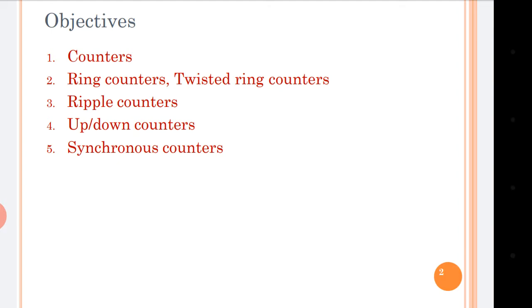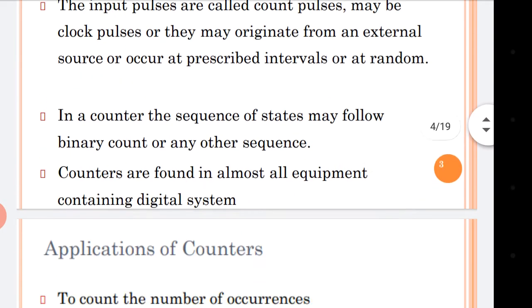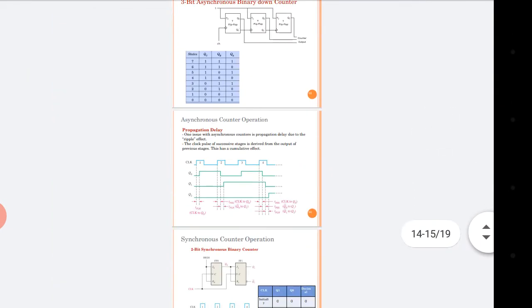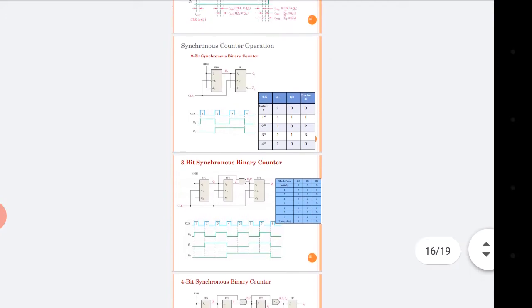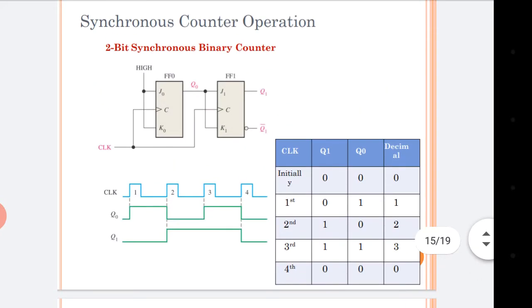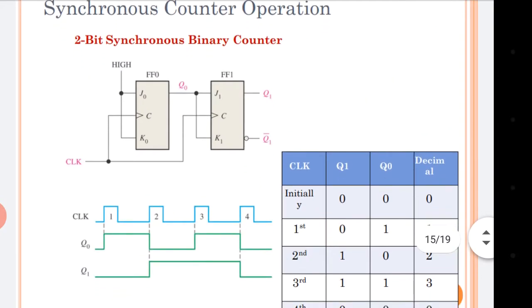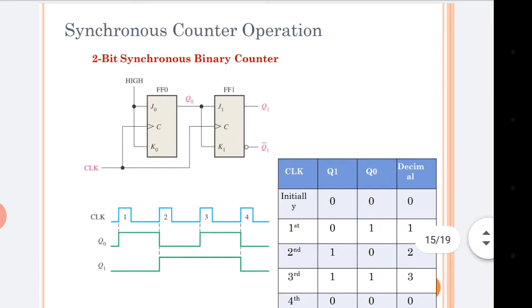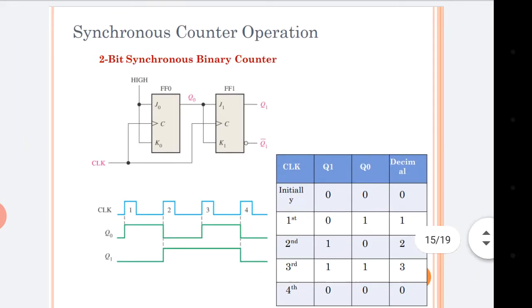These are our objectives. Regarding counters, ring counters, twisted ring counters, and ripple counters, we have already discussed them in our previous video. So, in this video we will be focusing on the synchronous counter. As you know, the counters are basically classified into two types, synchronous counters and asynchronous counters.